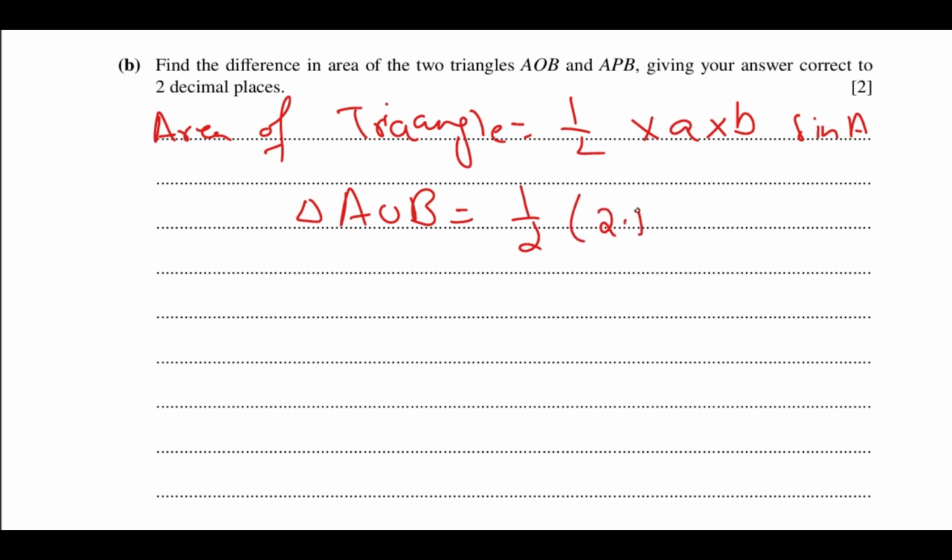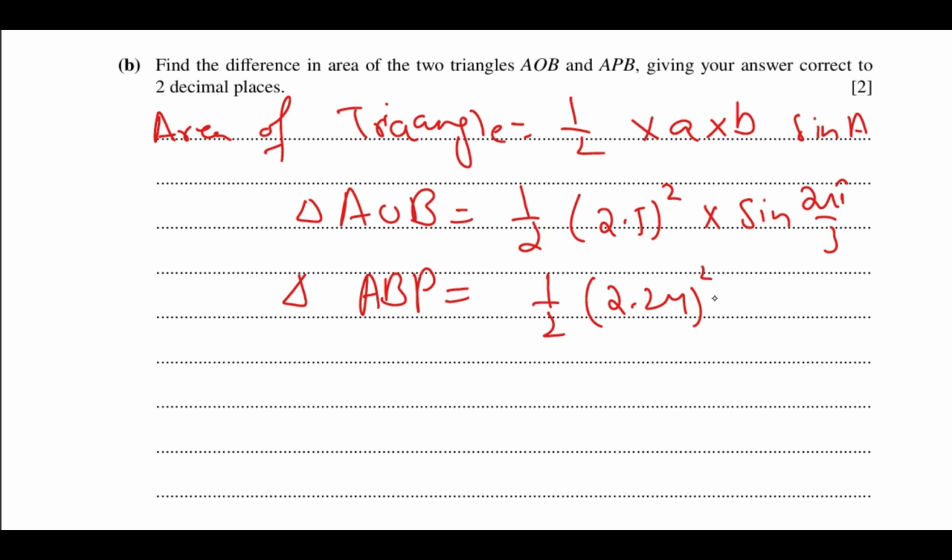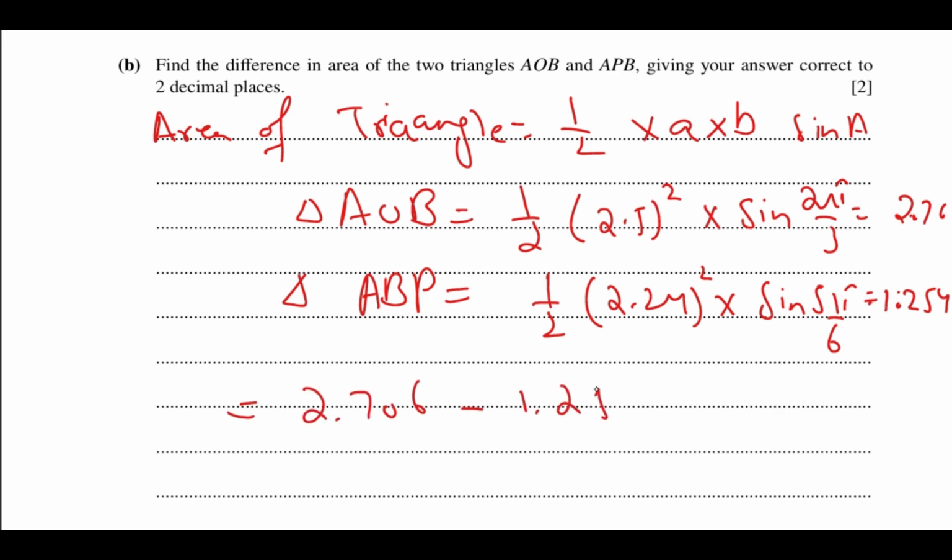For AOB: 1 over 2, 2.5 squared multiplied by sine 2 pi by 3. For triangle APB, we will have 1 over 2, 2.24 squared multiplied by sine 5 pi by 6. It will be equal to 2.706, and it will be equal to 1.254. So the difference in these two areas will be 2.706 minus 1.254. The difference will be 1.45 meter squared.